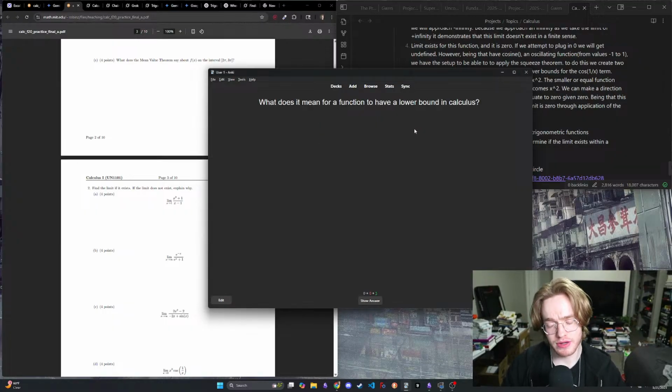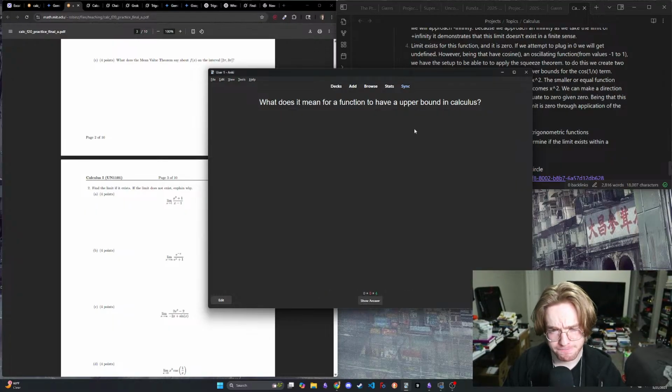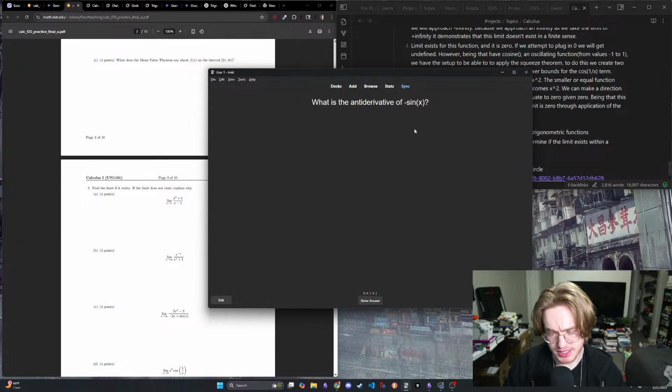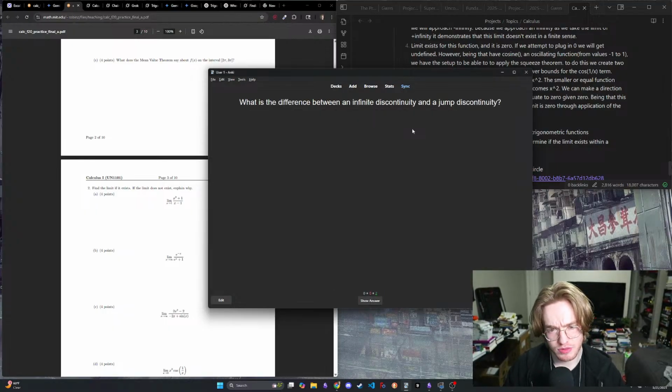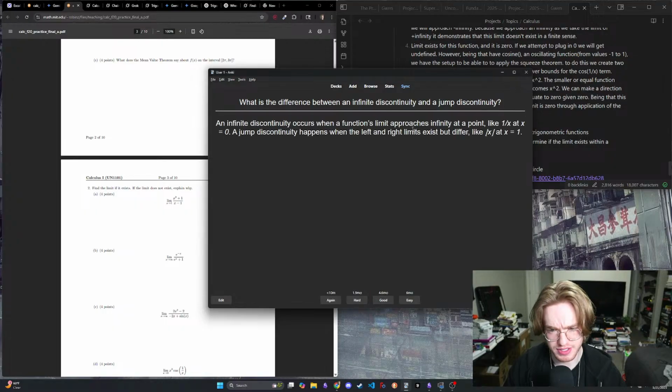Okay, a function with a lower bound is one in which it doesn't go beyond some specified value. Opposite of lower bound. The antiderivative for sine of x, I believe, is cosine. What is the difference between infinite discontinuity and jump discontinuity? An infinite discontinuity is one that approaches infinity, that like asymptotes to infinity. A jump discontinuity is when you have just a value that doesn't exist there.